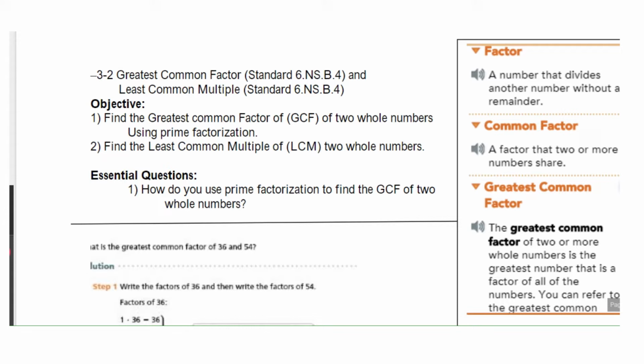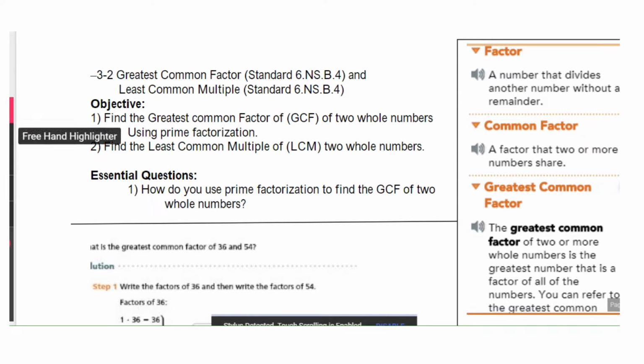So we are learning about greatest common factor and least common multiple. It's really important for you to understand your important vocabulary words. What is a factor? What does it mean to be a multiple? So get your highlighter. The first vocabulary word that we are going to look at is factors.